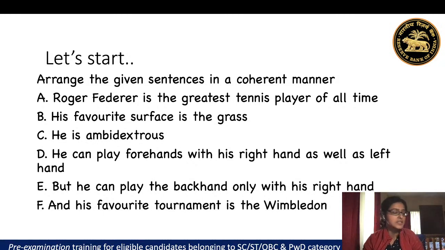So what is left with us? What are the two pieces that we have in our hand? We have: his favorite surface is the grass, and his favorite tournament is the Wimbledon. There you go. Our puzzle is complete. So we have A, then C, then D, and E, and B, and F. There we have it.